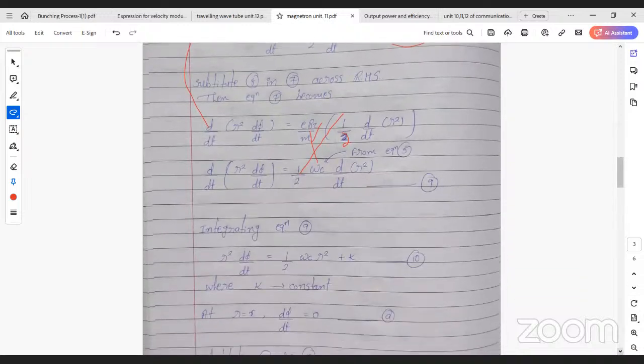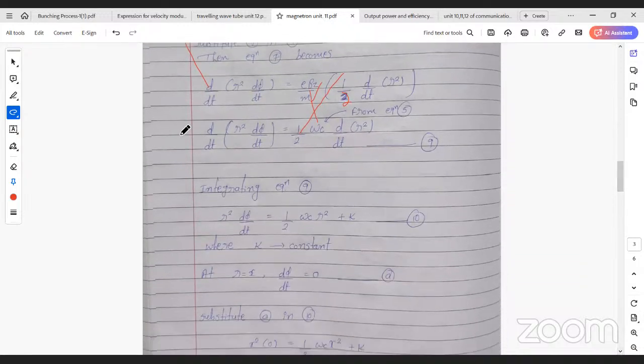Now integrating equation 9, this d by dt will be removed after integrating. So what will we get after integration? r square d phi by dt is equal to 1 by 2 omega c r square plus some constant k, where k is called a constant. This is equation 10.